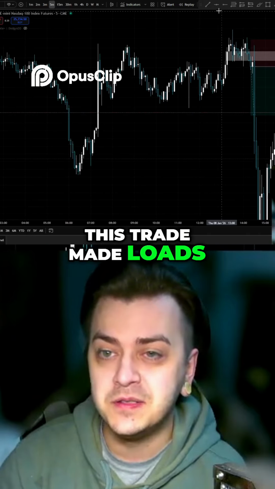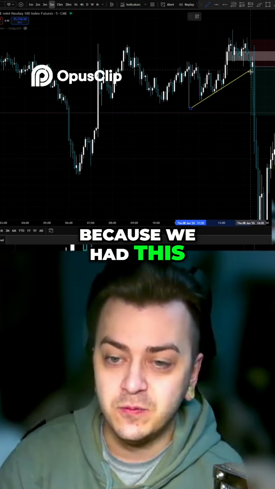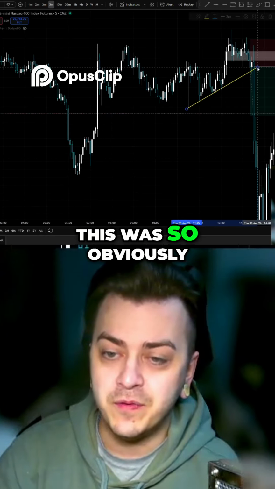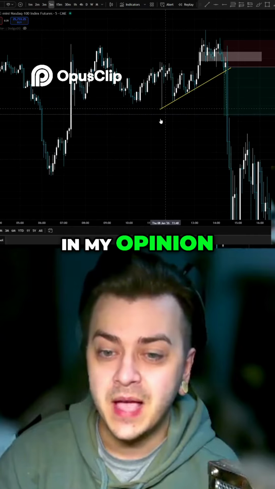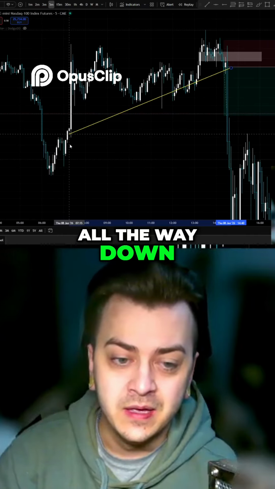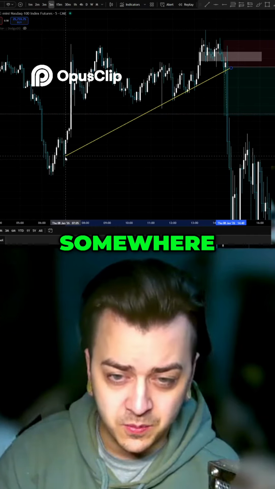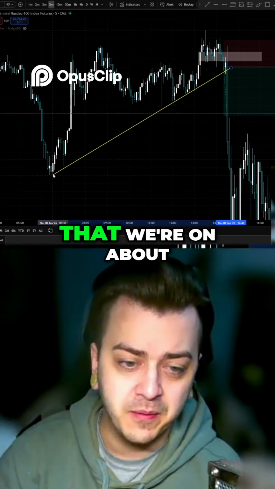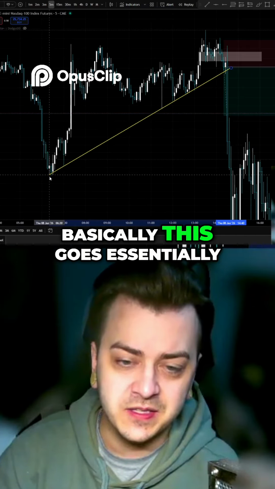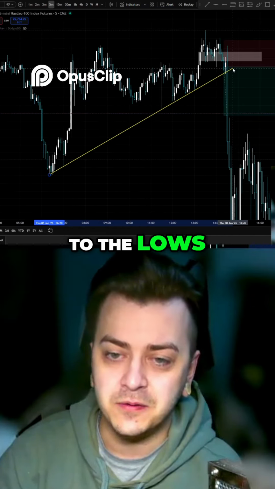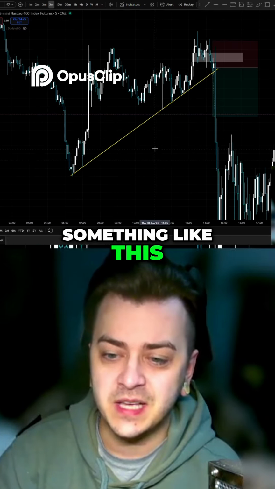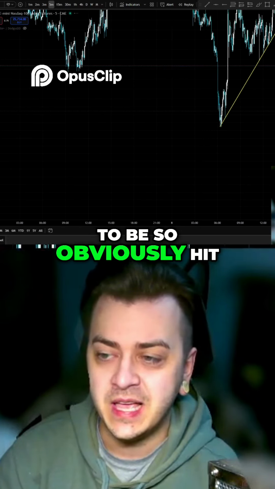This trade made loads of sense to me as well, because we had this really obvious liquidity here. This was so obviously going to get hit, in my opinion. And this actually extends all the way down here somewhere. If I can find the actual swing low that we were on about. You can see basically this goes essentially all the way down to the lows, in my opinion. Something like this. And I just knew that this was going to be so obviously hit.